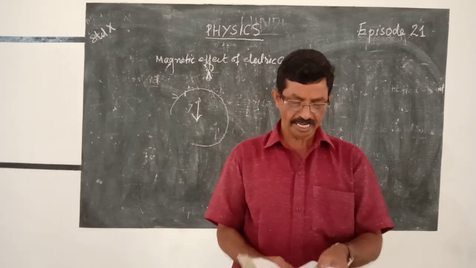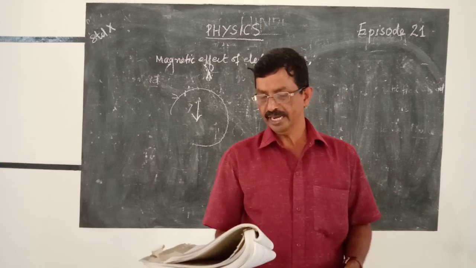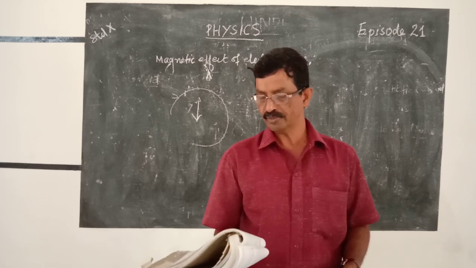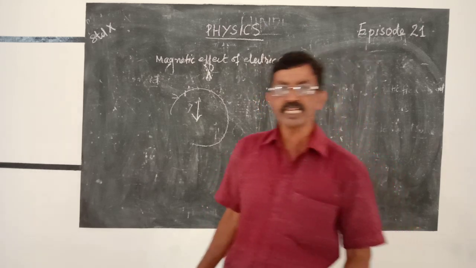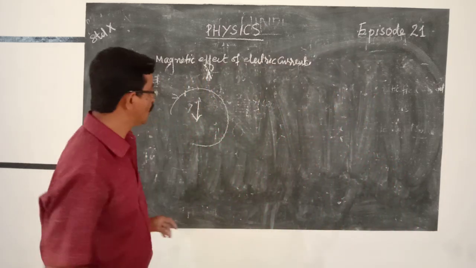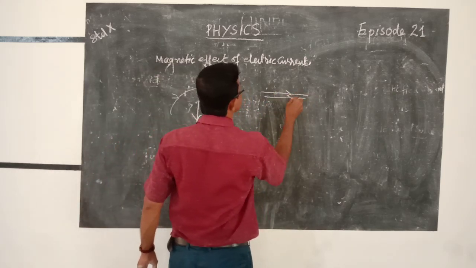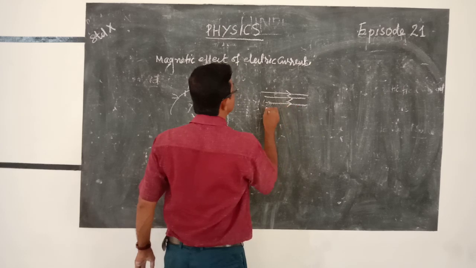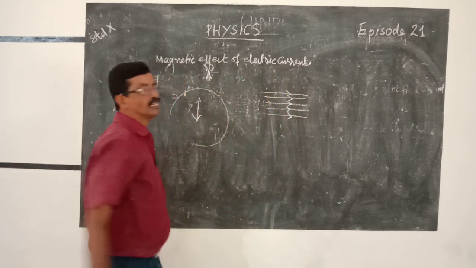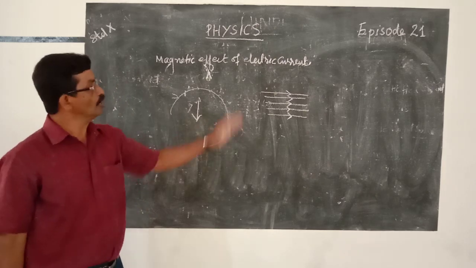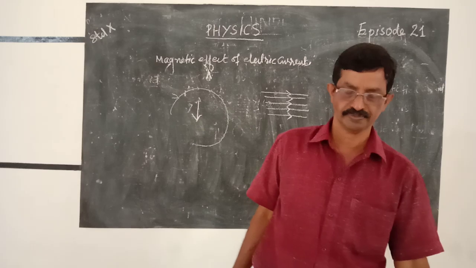Now another question given: the magnetic field in a given region is uniform. Draw the diagram to represent it. Magnetic field is uniform means the field lines are parallel. If the magnetic field is uniform, the field lines are parallel. Then only it becomes a uniform magnetic field.